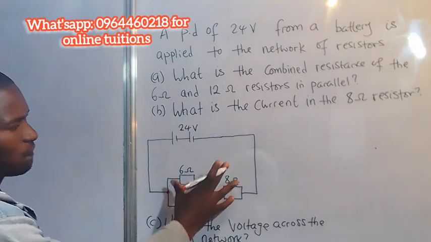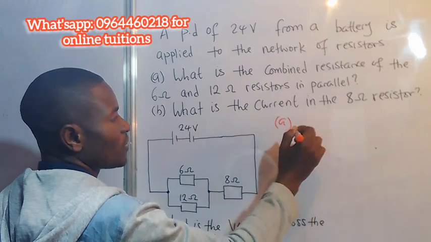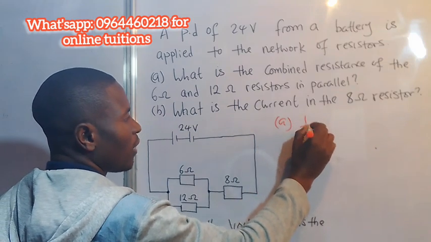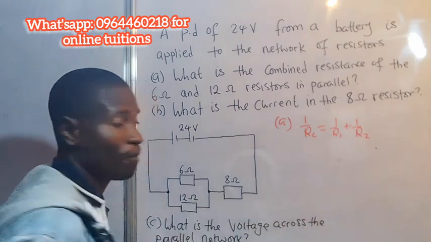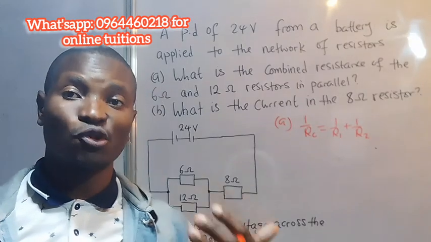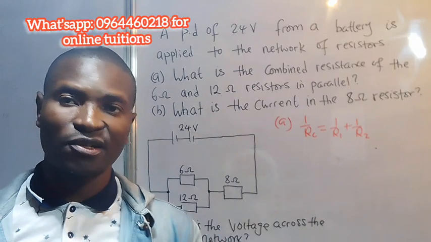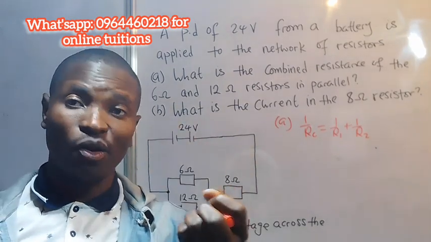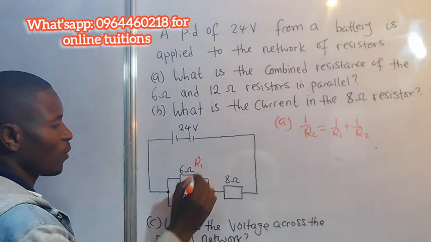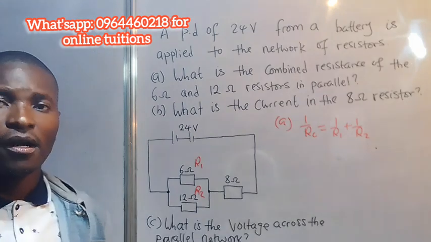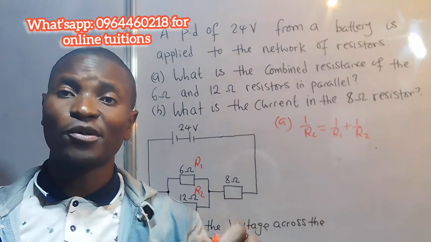Now, the formula when you have these resistors in parallel is 1 over RC equals 1 over R1 plus 1 over R2. This formula says that if you have two resistors, then we take the reciprocal of each resistor, meaning 1 over R1 and 1 over R2. So this one could be R1, this one could be R2. Whichever you call R1 or R2 is up to you, but at the end of the day, we should get the same answer.